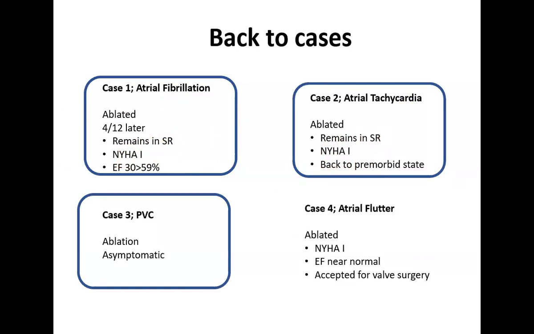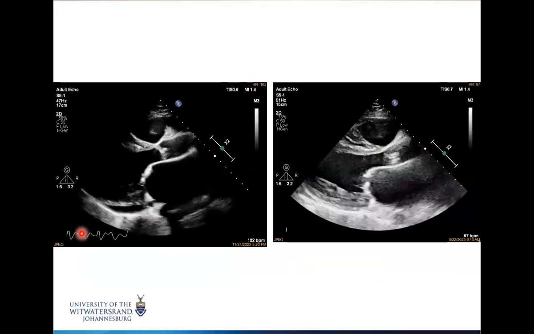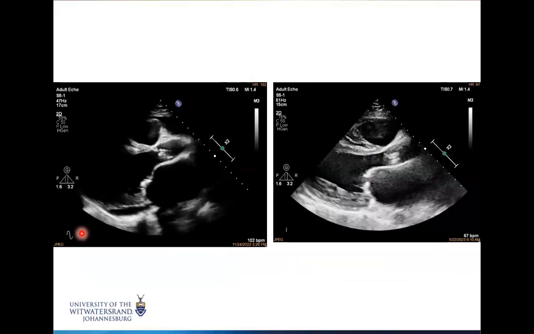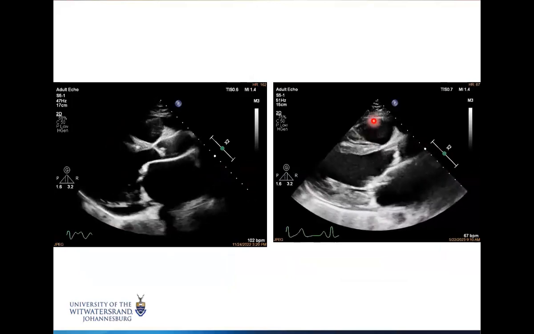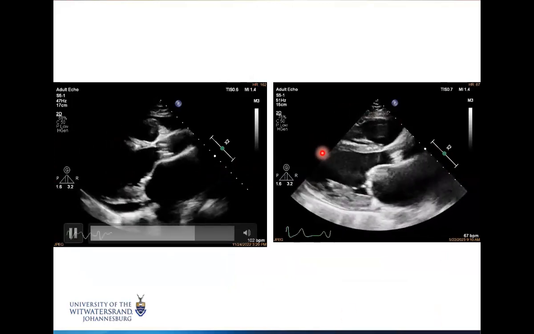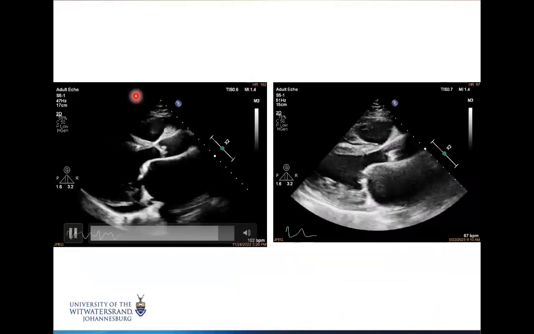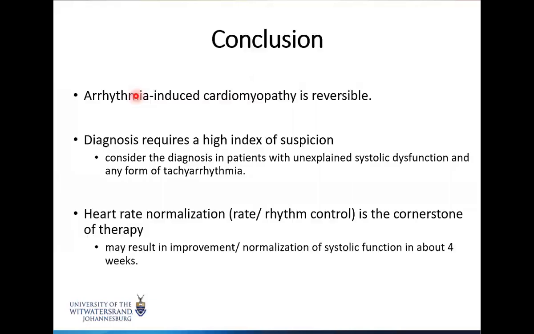The last one, as you might recall, was the patient with atrial flutter who had a severe mitral stenosis. I'm just going to show here. This is the patient who had a severe mitral stenosis with a depressed ejection fraction, had indications for surgery, but unfortunately could not be operated on because of his ejection fraction being very, very low. So he also underwent ablation, and we have moved from this to that, which is quite a marked improvement. This patient has since been presented to the surgeons, and they are very happy to operate on him. I think this is a good success story.